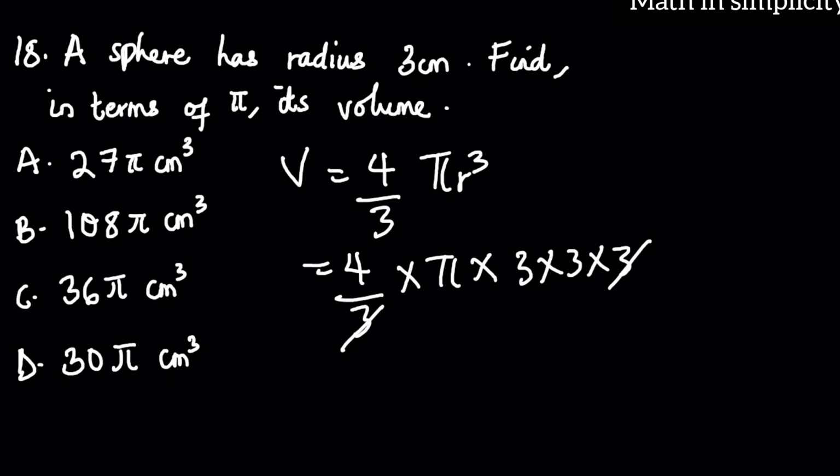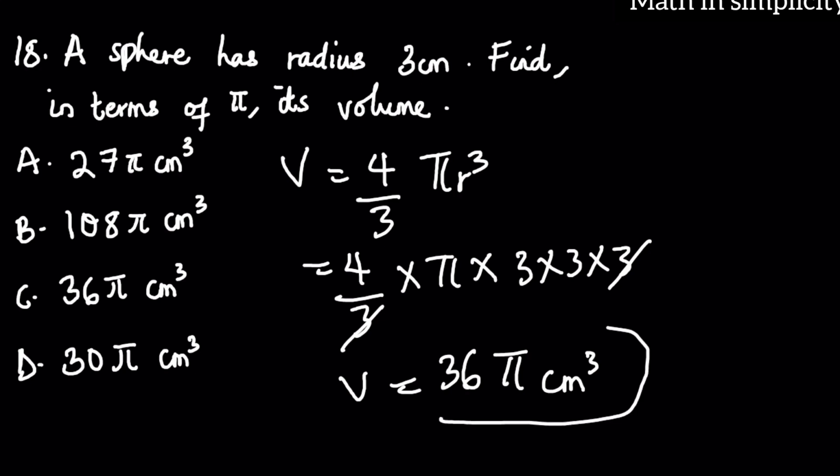So that 3 will cancel 3. So the volume finally is equal to 3 times 3 is 9. 9 times 4 should give us 36 times pi. That's 36 pi cm cubed, because volume is always given in cm cubed. So that's our answer. And the correct option there is option C, 36 pi cm cubed.